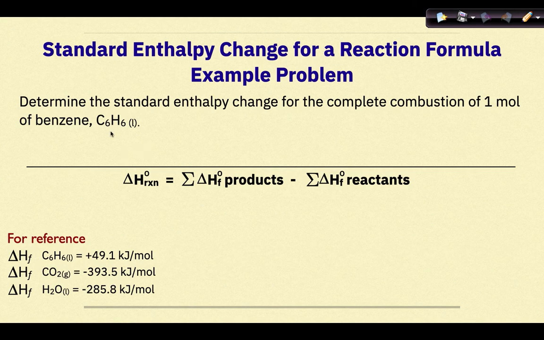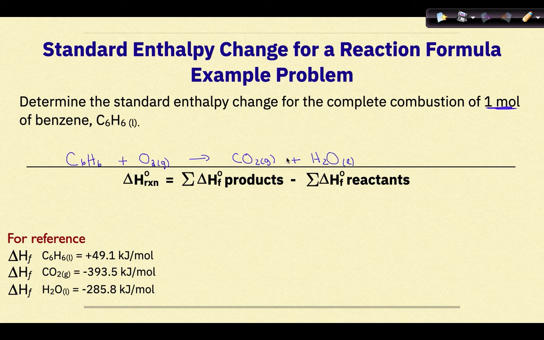Let's look at an example. Determine the standard enthalpy change for the complete combustion of 1 mole of benzene, C6H6. So we're talking about a combustion reaction here of benzene. So of course we're going to start out with benzene, which is C6H6 plus oxygen, O2 gas, yields always carbon dioxide as a gas plus water.